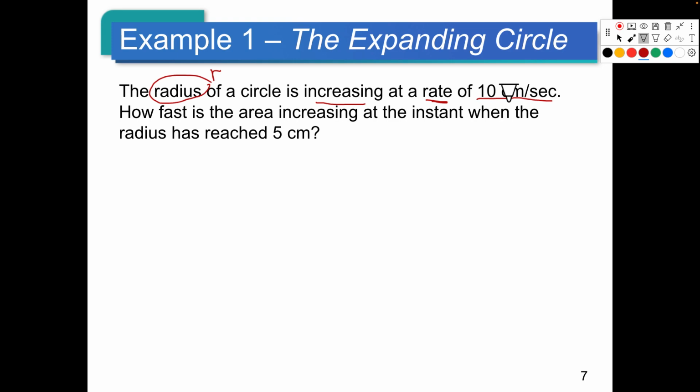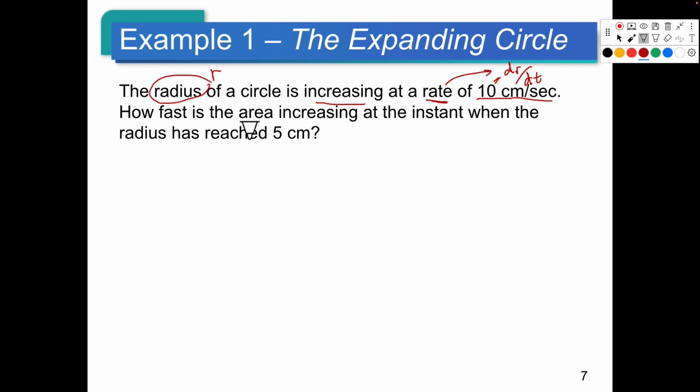It's not the variable itself, but it is the derivative of the variable, okay? So this rate here that they give us is dr/dt, the derivative of the radius over time. Whenever you see "rate," that's going to refer to a derivative. And sometimes, in this case, it's a constant. It has no variable in there.